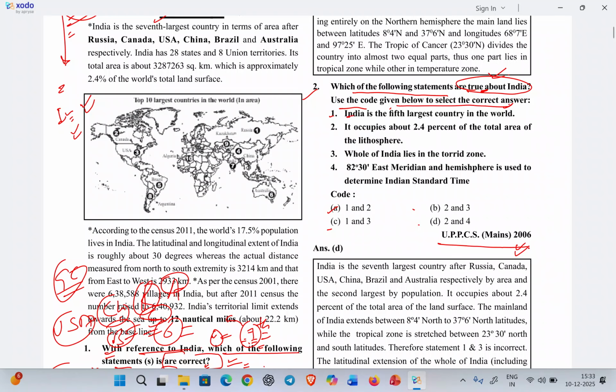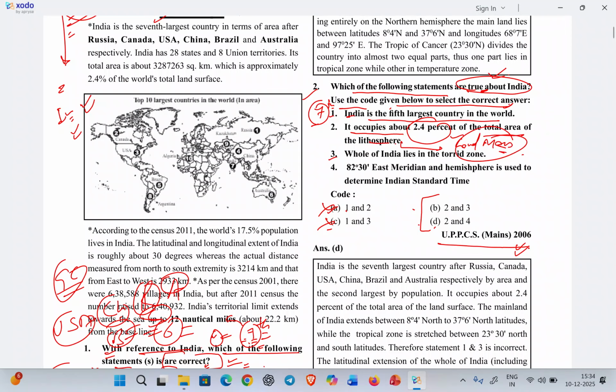So the first option is India is the 5th largest country in the world. Clearly, we have just seen it is the 7th largest country. So just eliminate the options which include one, right? Cross. Now we are left with two options. It says it occupies 2.4% of the total area of the lithosphere. So that is true. Lithosphere is the land mass.